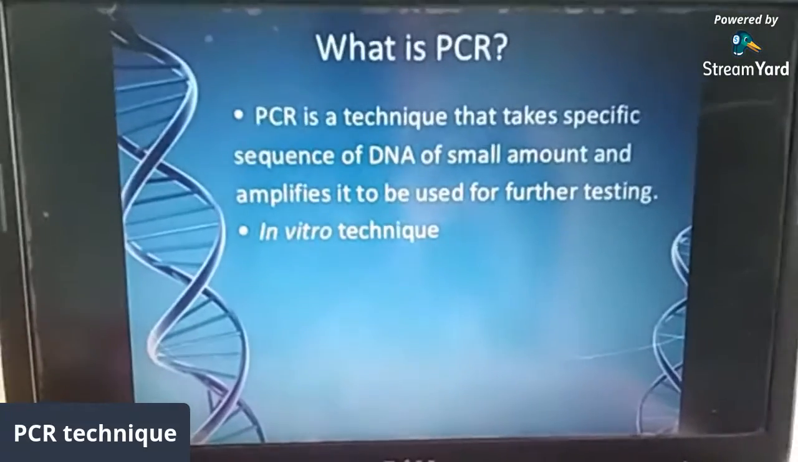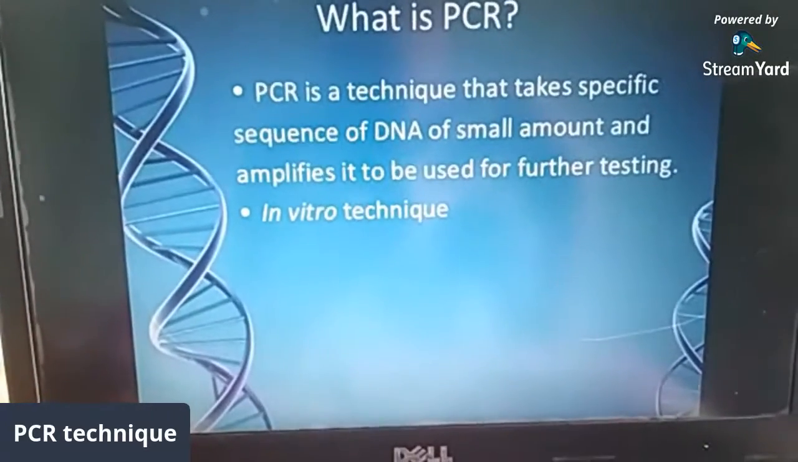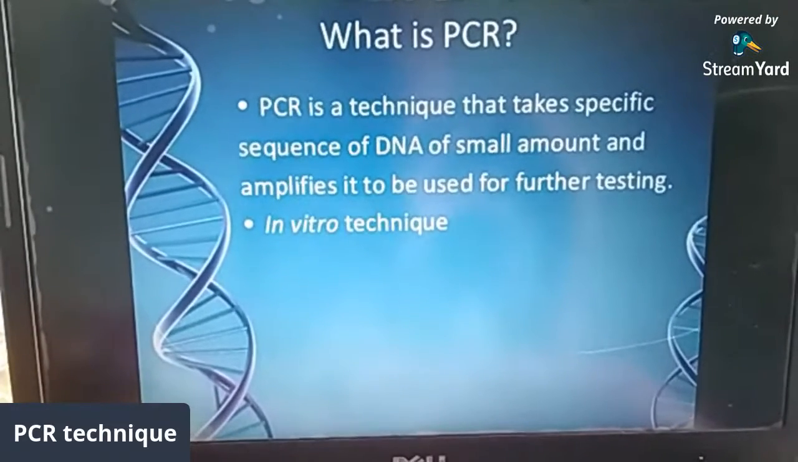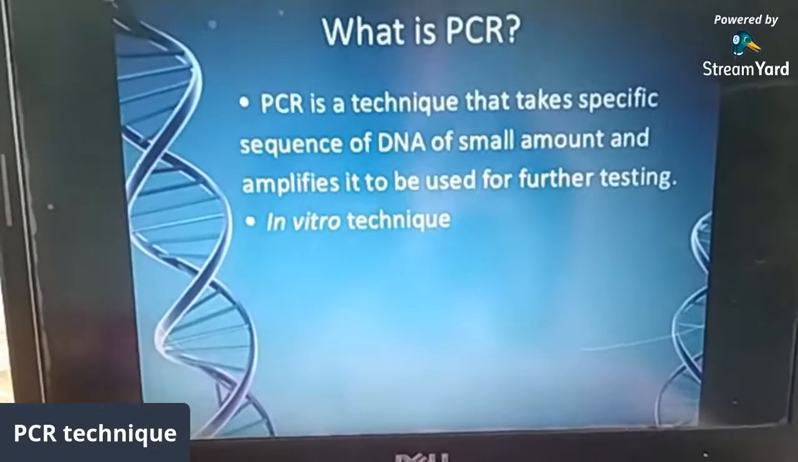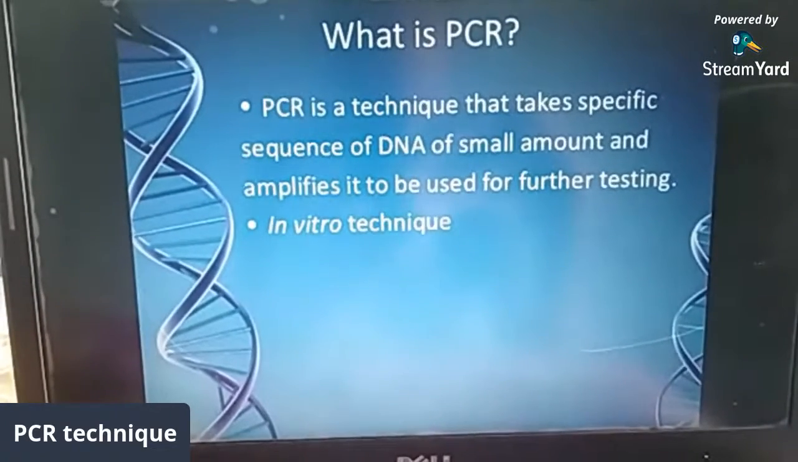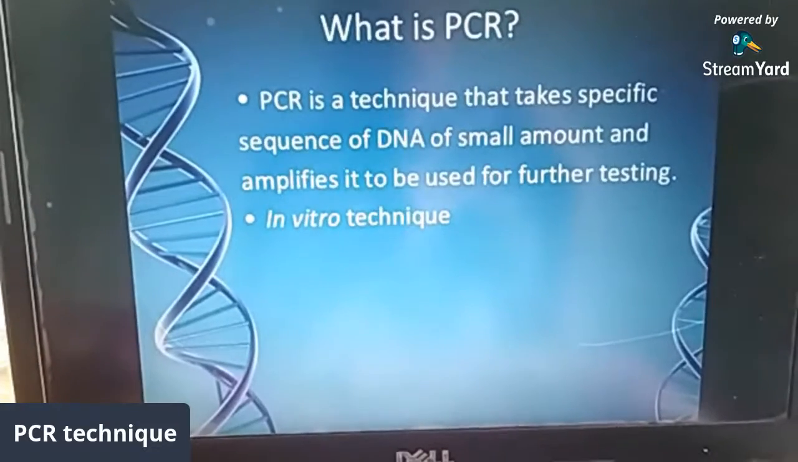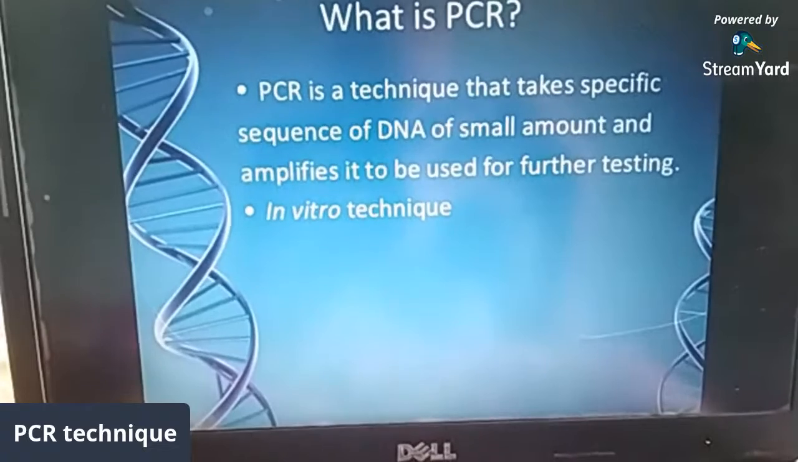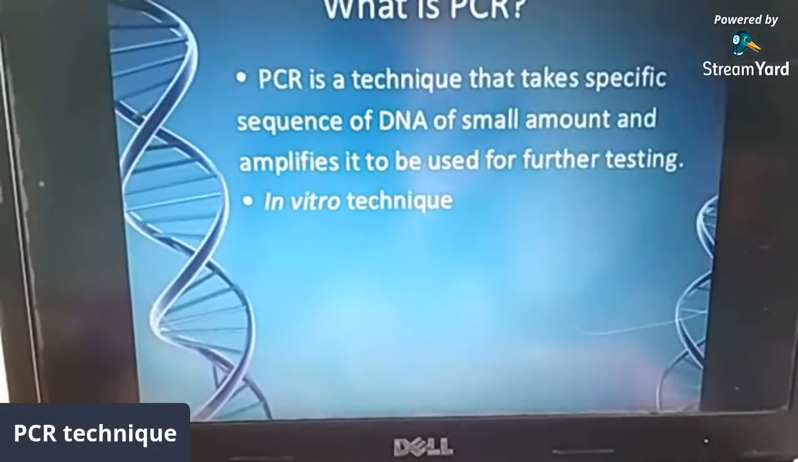So what is PCR? The full form of PCR is polymerase chain reaction. So what are the benefits of PCR? What is the usefulness of PCR? This is a technique that takes specific sequences of DNA of a small amount and amplifies it to be used for further testing in the in vitro process.